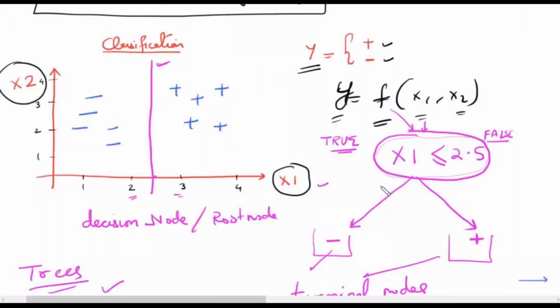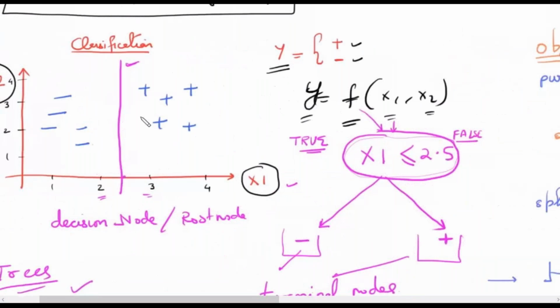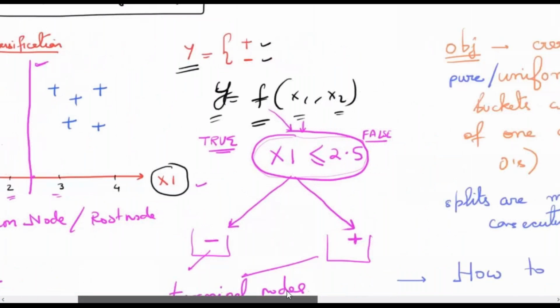But that is the goal of a decision tree. It tries as much as possible to separate the two classes, to separate the pluses from the minuses. So it takes a decision, or it makes a split, in such a way that pluses are separated from the minuses. Now let us understand the theory.